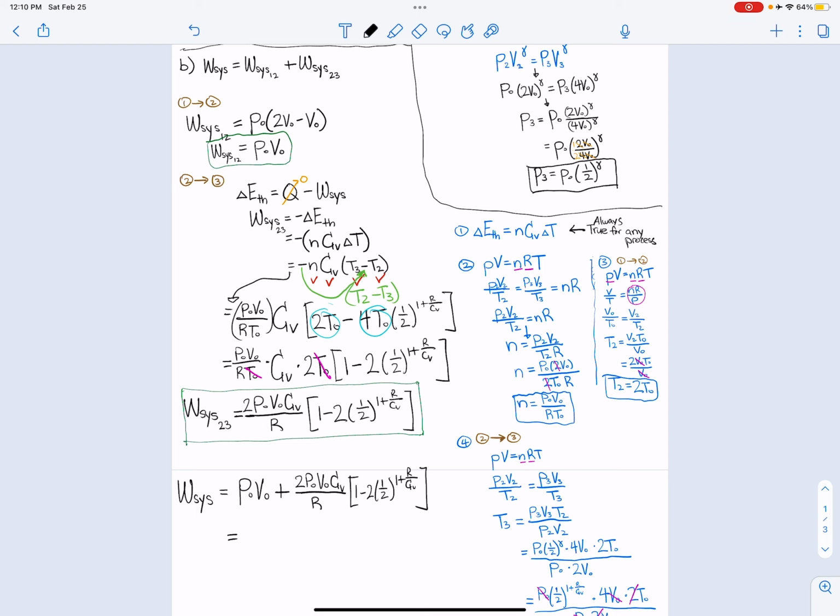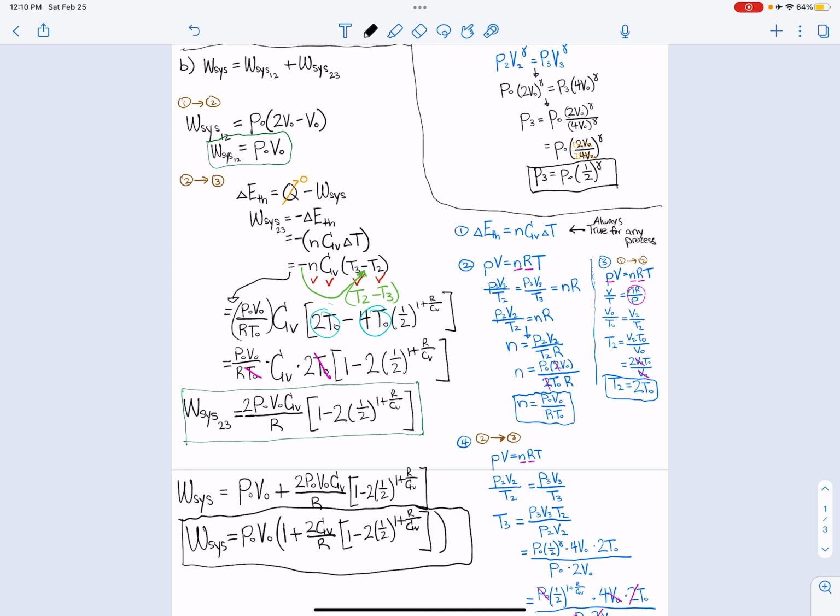P naught V naught times 1 plus 2CV over R multiplied by 1 minus 2 times 1/2 1 plus R over CV. Okay. And that is the work done by the system. So that is the answer to part B.